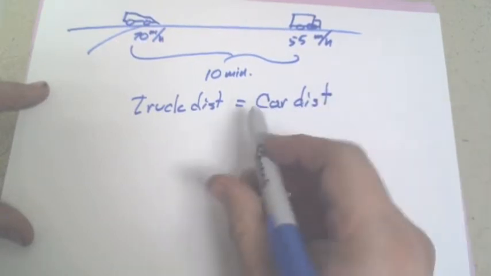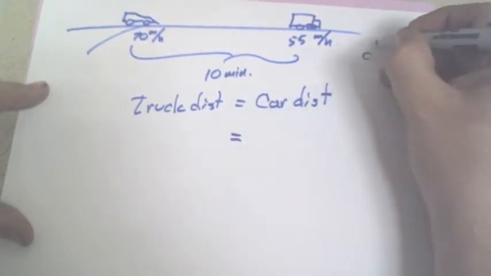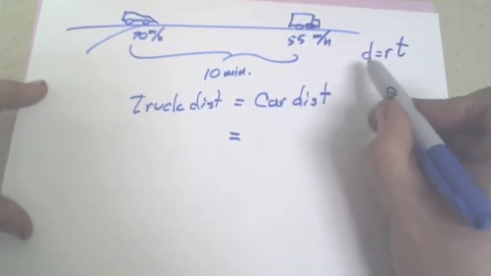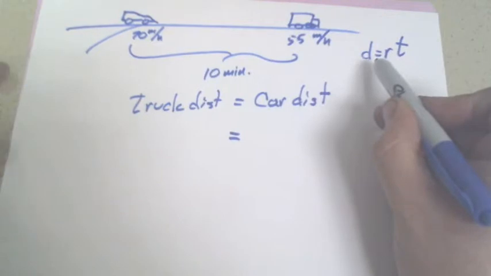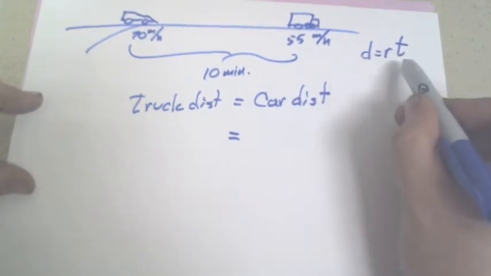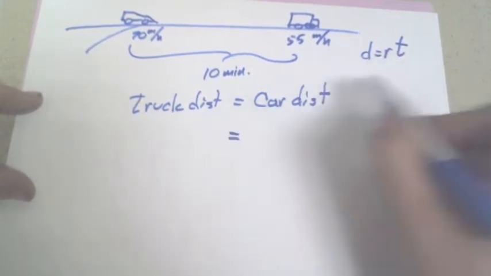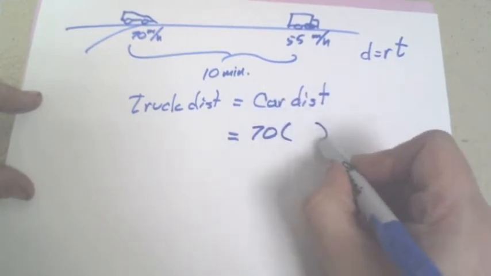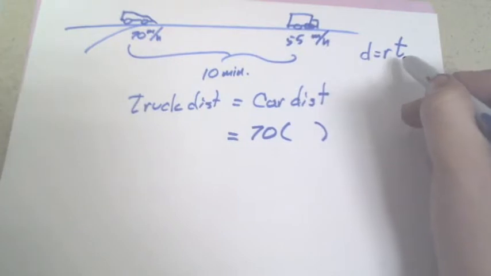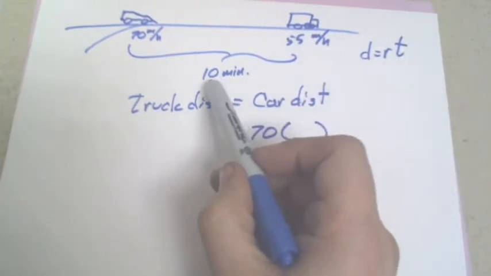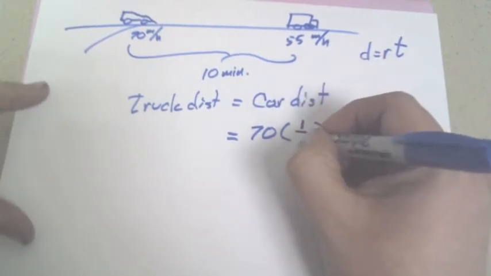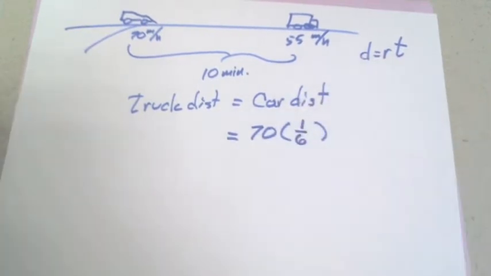Well, the car's distance, you might remember, distance is rate times time. I always call this formula DIRT. Distance is rate times time, DIRT. So the car's distance is just its rate, 70 miles an hour, times the time. You've got to be a little careful, though, because this time is in minutes. How many hours is 10 minutes? It's 1/6.